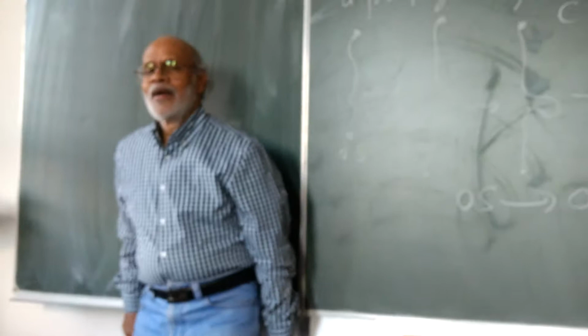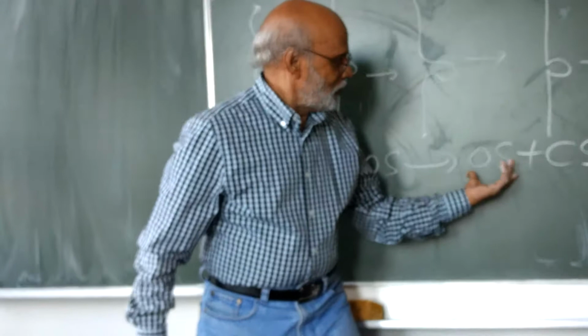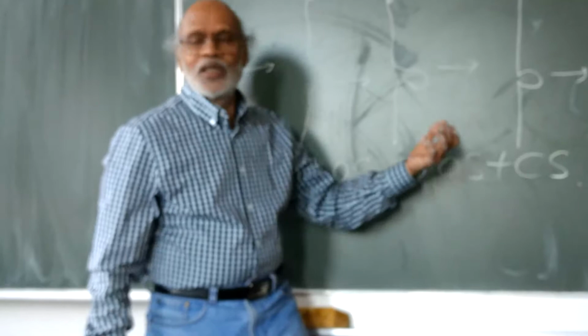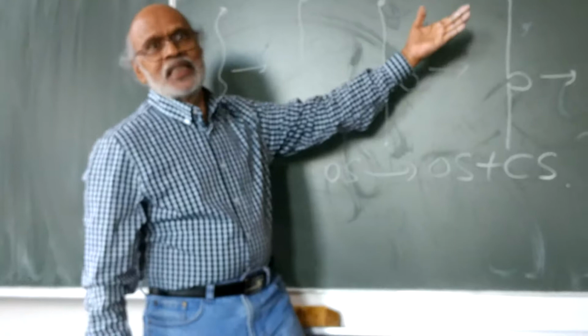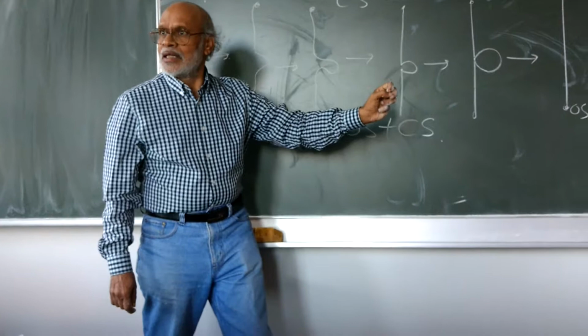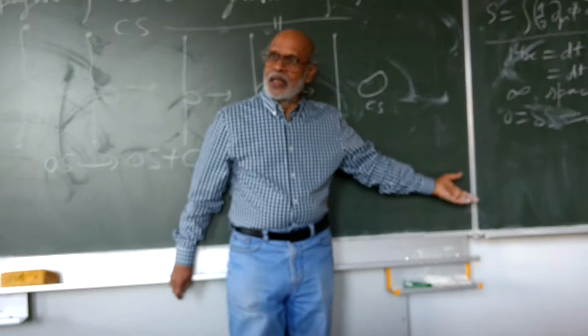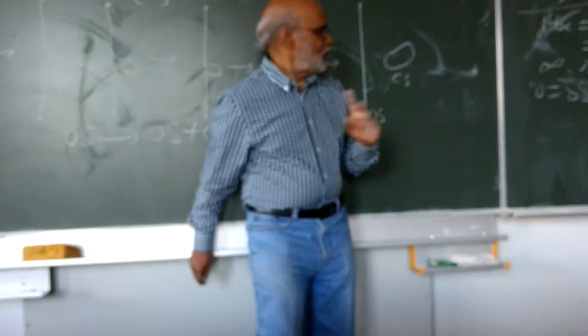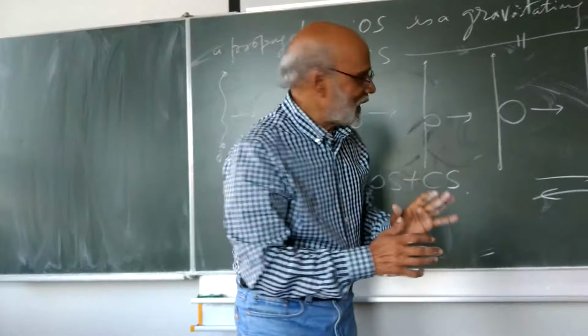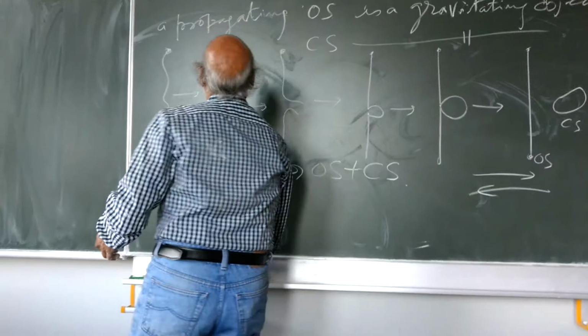Alright? In the case of an open string, it is a gravitating object only when the string is propagating. Of course, we are not considering static strings, so we are considering propagating strings. A propagating open string is a gravitating object, and a closed string is also always a gravitating object. So as it propagates in the eigen time, it can split into an open string and a closed string, and vice versa. This can also happen, so this diagram holds true in both directions. Alright? So we want to attack and understand this idea from several points of view.